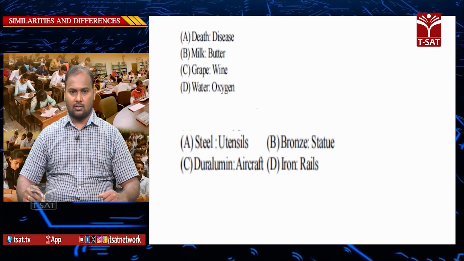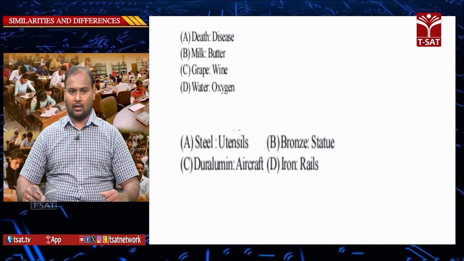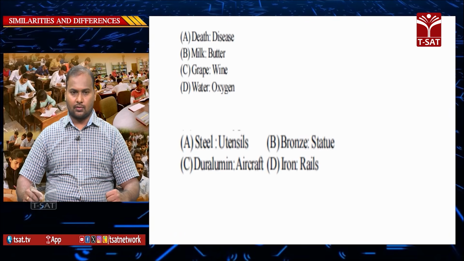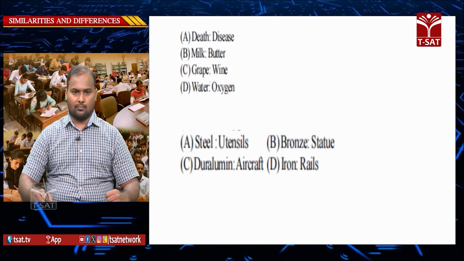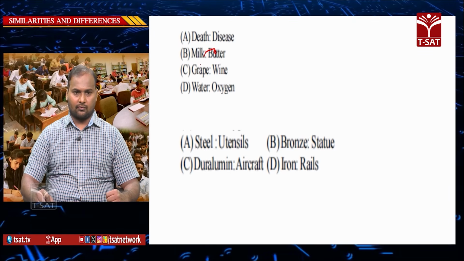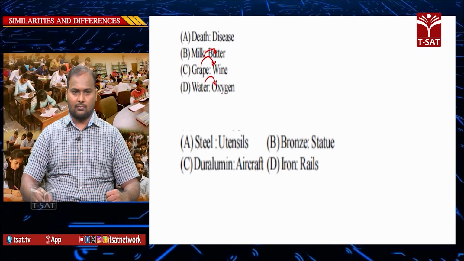Next question. Now see here, this question has four options: death, disease; milk, butter; grape, wine; and water, oxygen. So here also the logic is similar to the previous question. Why? The source. For example, what is the source of butter? That is milk. What is the source of wine? Grape. And what is the source of oxygen? Water. And this is a bit logical.